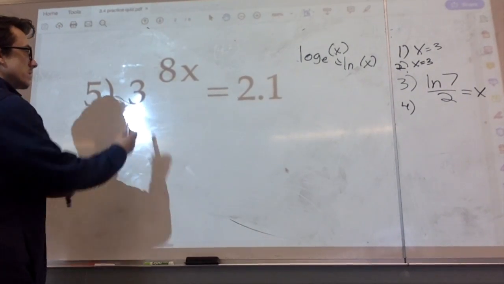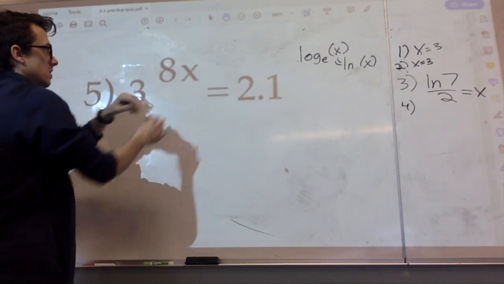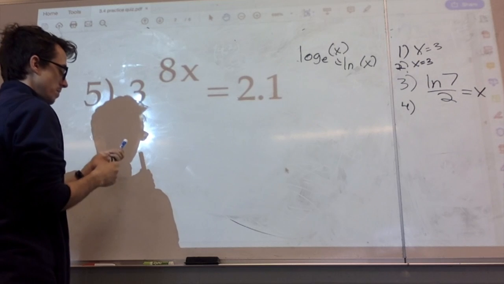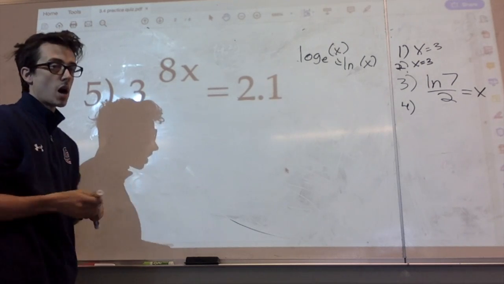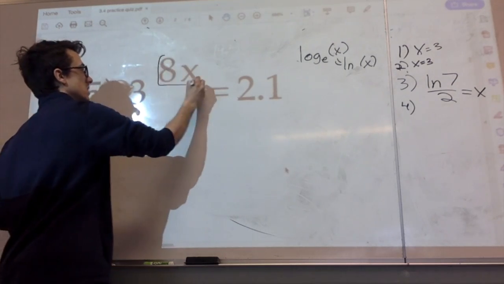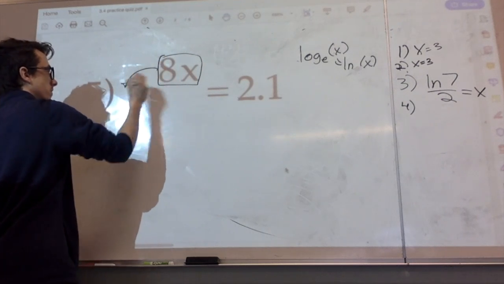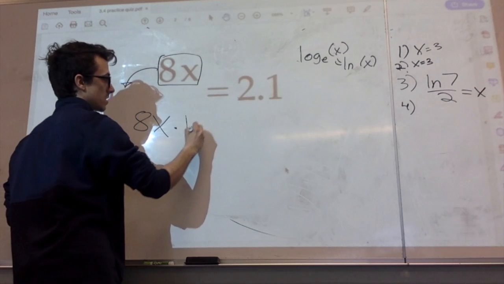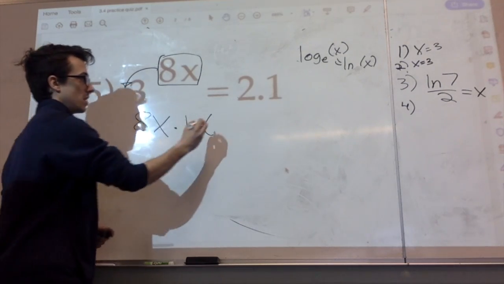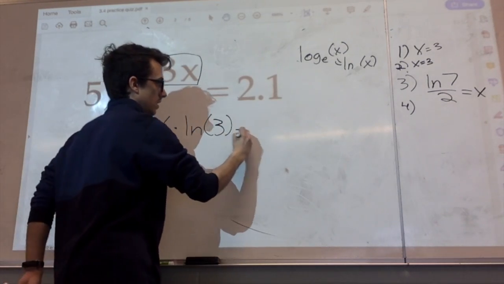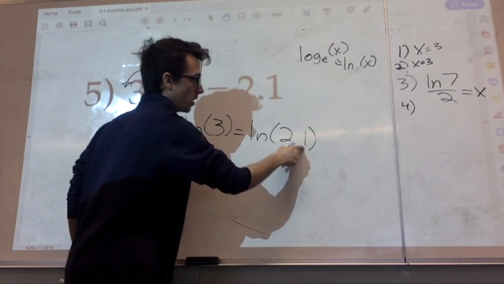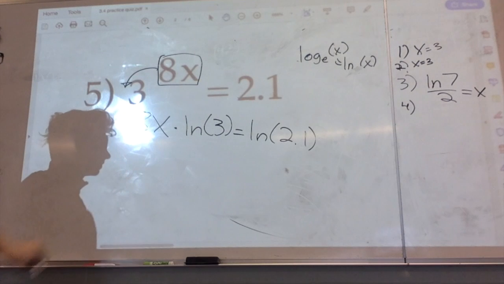So we have a base of 3, 8x is our exponent. The other side's 2.1. Based off of properties of natural logs, I'm allowed to rewrite this 8x towards the front. Let's say this is 8x, multiplying with the natural log of 3. This is supposed to be equal to the natural log of 2.1.